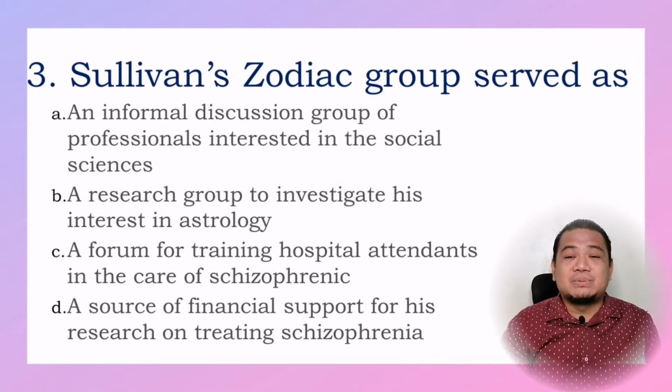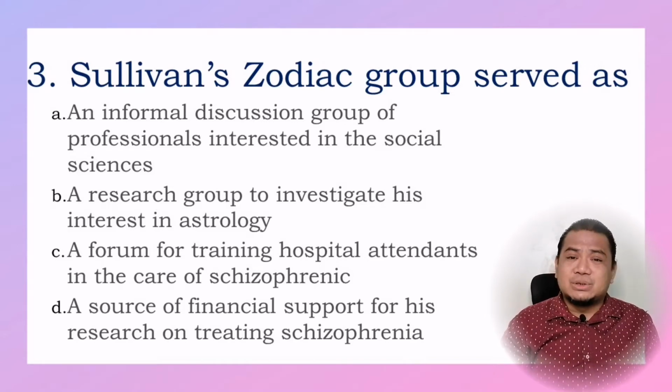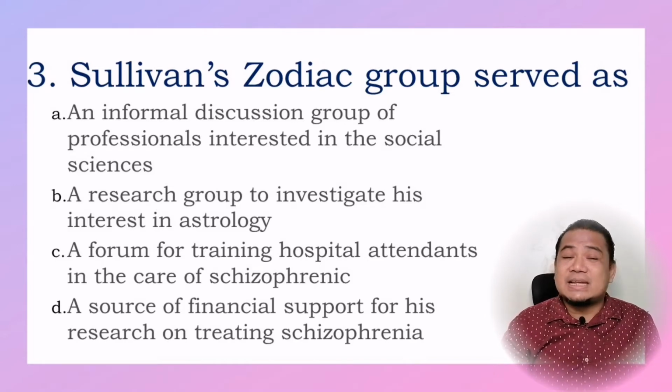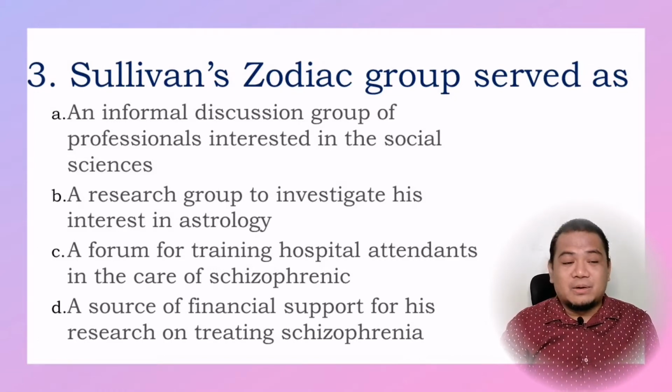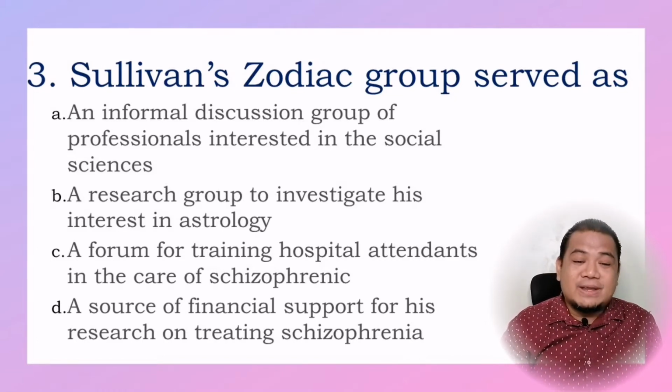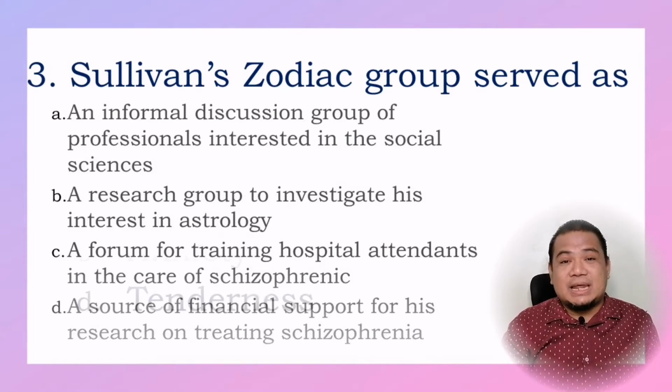Number 3. Sullivan's Zodiac group served as: A. An informal discussion group of professionals interested in the social sciences. B. A research group to investigate his interest in astrology. C. A forum for training hospital attendants in the care of schizophrenic. Or D. A source of financial support for his research on treating schizophrenia.